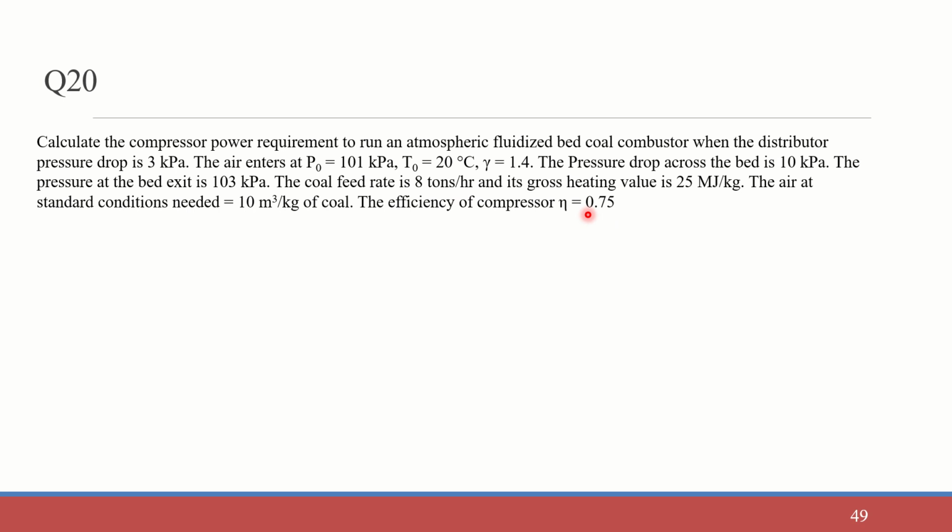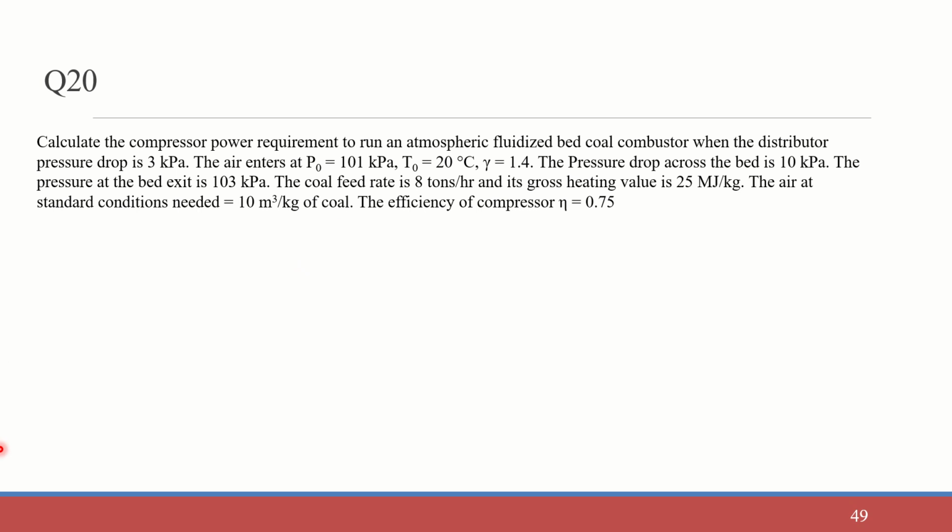So what are we asked to find? We are asked to find the compressor power requirement for running the atmospheric fluidized bed coal combustion. The distributor pressure drop, delta PD, is 3 kilopascal. The air's inlet conditions are given in terms of its pressure, temperature and gamma, and the bed pressure drop, delta PB, is 10 kilopascal. Pressure at the bed exit is 103 kilopascal and the coal feed rate is 8 tons per hour, its gross heating value is 25 megajoules per kg, we require 10 meter cube per kg of coal, and the efficiency is 0.75.